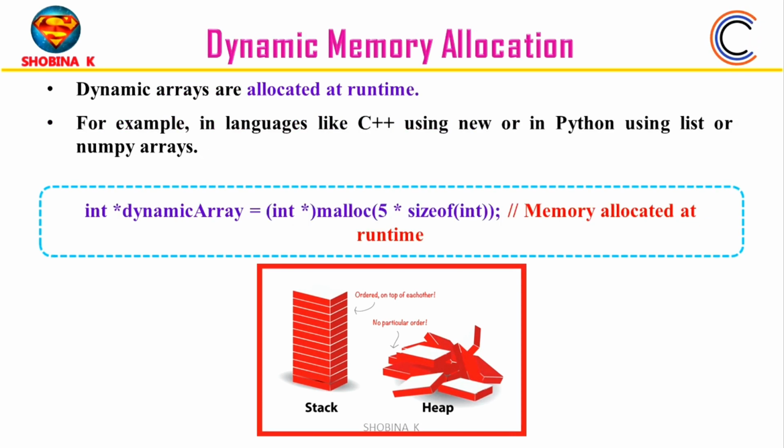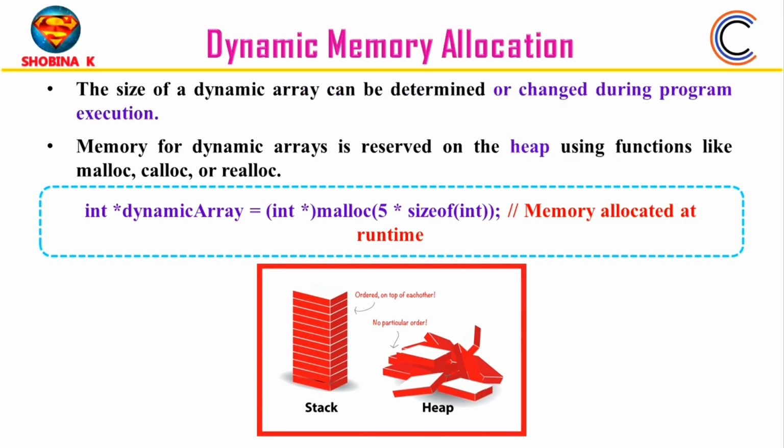Next, dynamic memory allocation. In dynamic allocation, memory is allocated at runtime. For example, in languages like C++, we use the new keyword to dynamically allocate an array. In Python, you can use a list to dynamically allocate an array. If you are working with numerical data in Python, use NumPy arrays. NumPy provides efficient array operations and memory management.